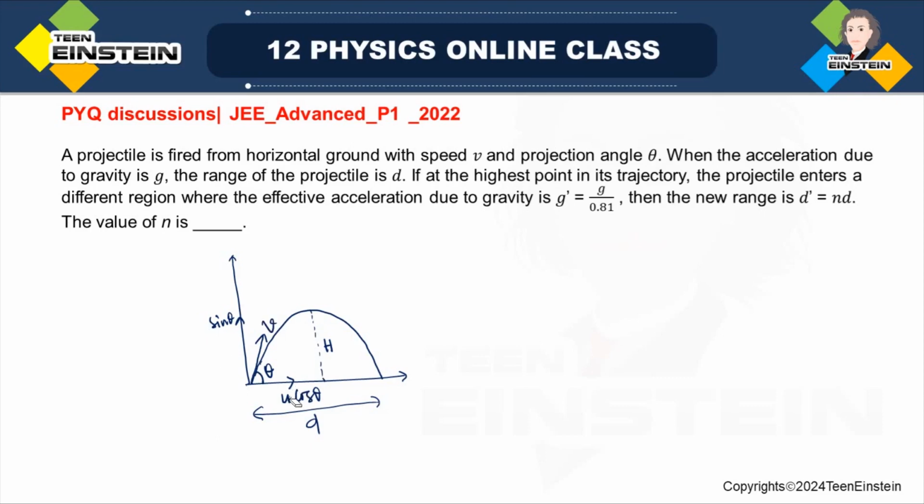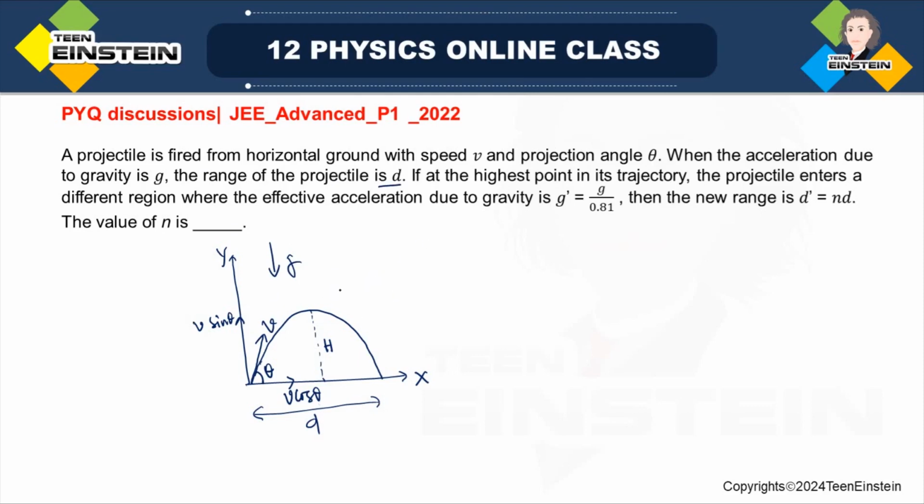So if we break the components of this velocity, then I get vertical component v sin theta and horizontal component v cos theta. Suppose this is x-axis, this is y-axis. Now further the problem says when the acceleration due to gravity is g, the range of the projectile is d.